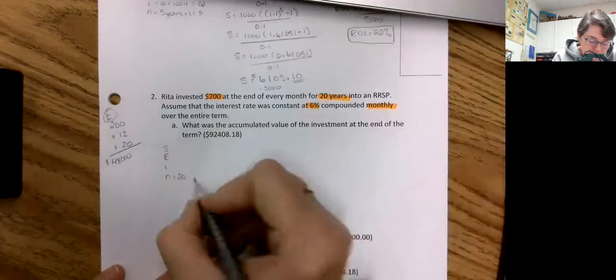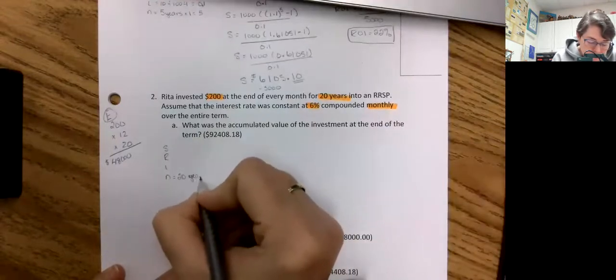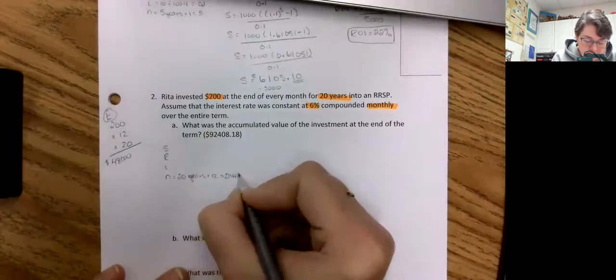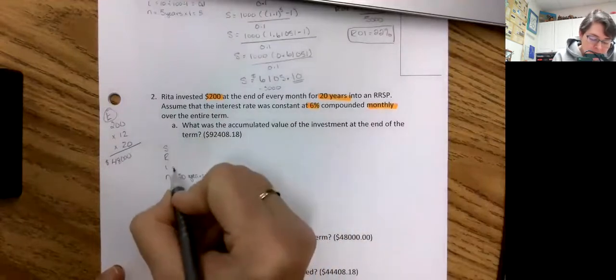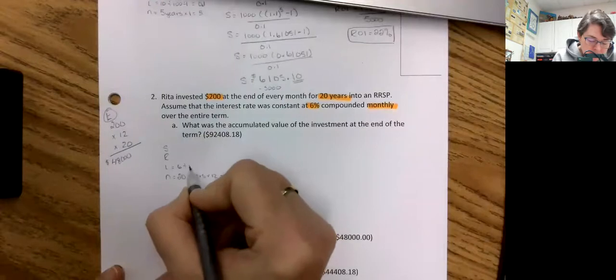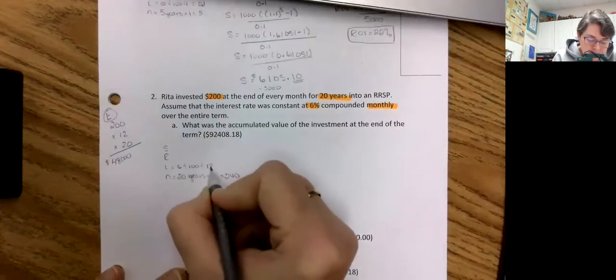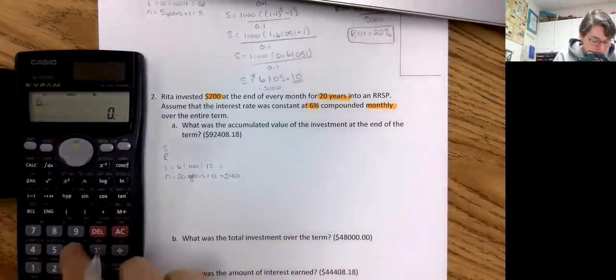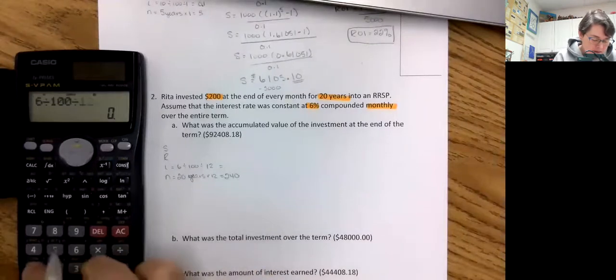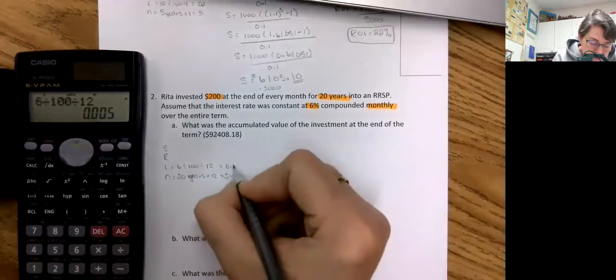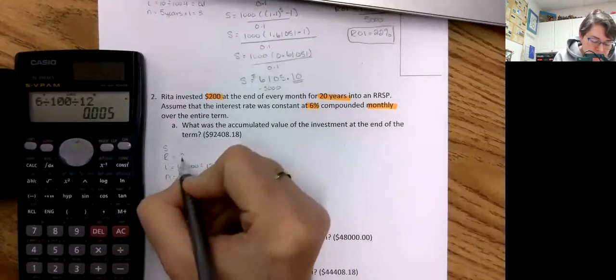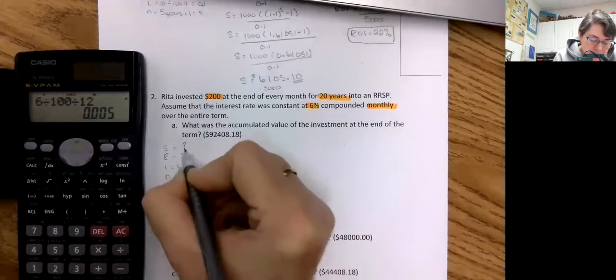So my N, 20 years, and it's monthly, so years times 12 is going to give me 240 payments. And her interest is 6% divided by 100 divided by 12, which is 0.005. And it was $200 a month.